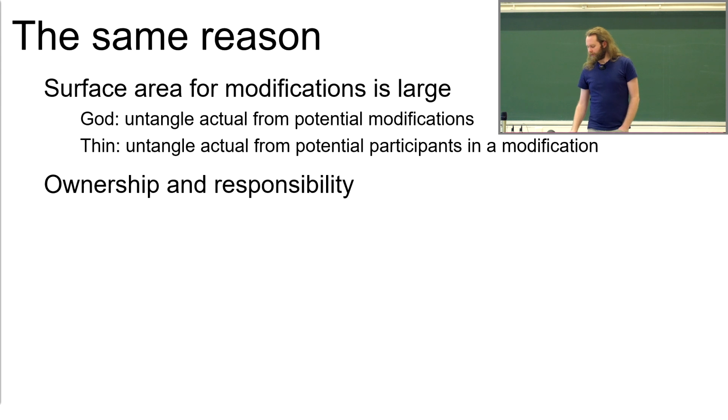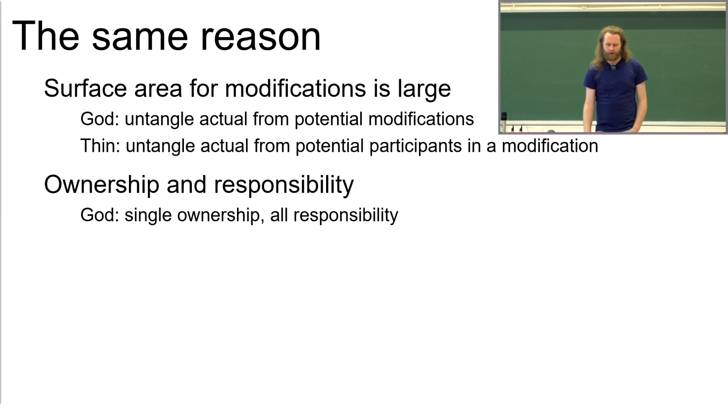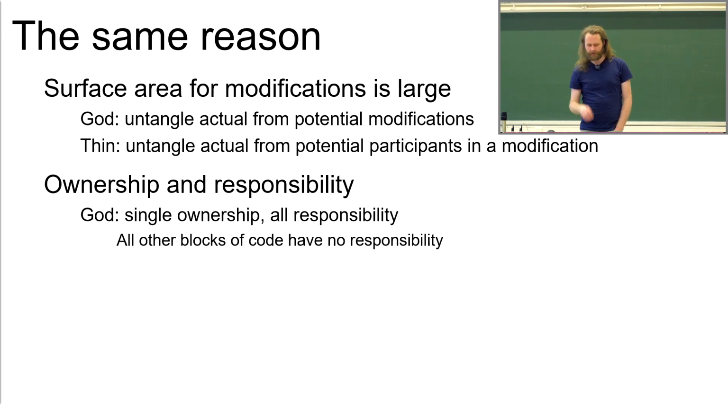And then we're back to the thing that you discovered in the first exercise when it comes to ownership and responsibility. The only way to have responsibility is if you have unique ownership. And the only way you can have unique ownership is if you also have unique responsibility. So these are two sides of the same thing. So in a God object, you have one thing that has ownership of everything, and it has all of the responsibility in the entire program. So all of the other blocks of code are just going to be pure functions, and they obviously don't have any responsibility.